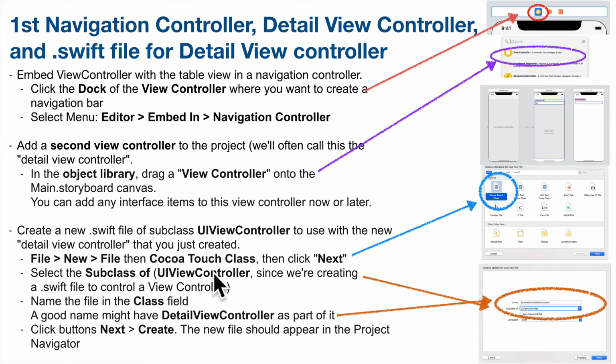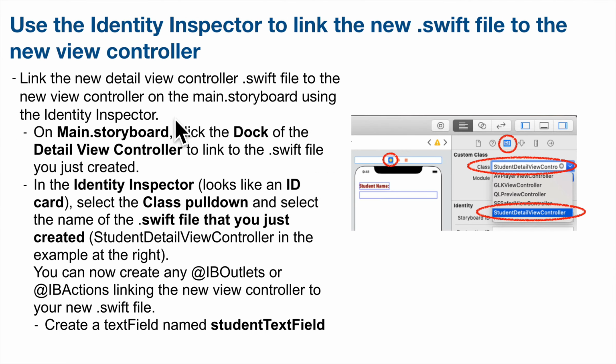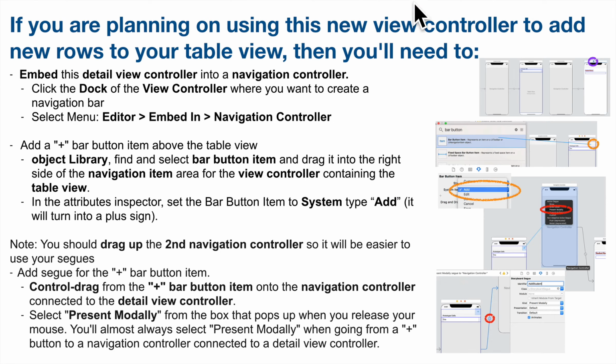We've created a Swift file for that second view controller. We set the identity inspector for that second view controller so that it's now identified to the Swift file that we just created for it. Since we are going to be adding new elements to our array, we want to make sure that we can create the add effect where we bubble up a view controller from the bottom. That's the present modally segue.